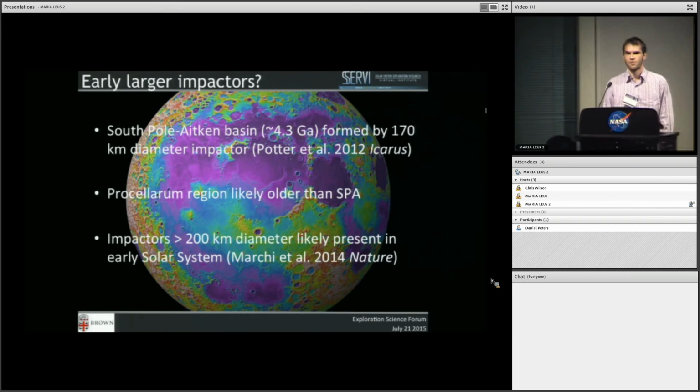The South Pole-Aitken Basin is thought to be 4.3 billion years old and formed by an impactor roughly 170 kilometers in diameter. The Procellarum region is likely to be older than SPA, and impactors greater than 200 kilometers are likely to have been present prior to the formation of SPA, and therefore there would have been some probability of these large impactors hitting the moon very early on.